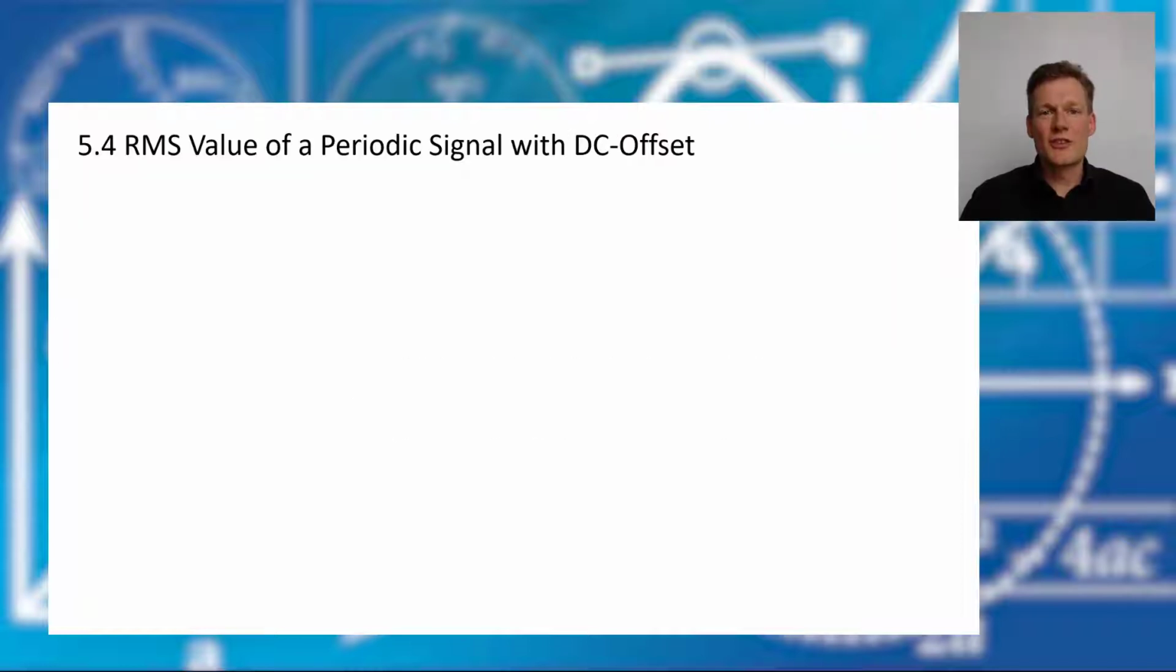In the last lecture, we calculated the RMS values for a sine function, a triangular function, and a rectangular function. And it was quite hard work. Okay, but now it could be that we have, for example, a sinusoidal function with a DC offset. Okay, and what should we do now?